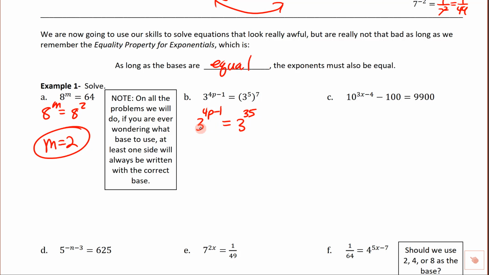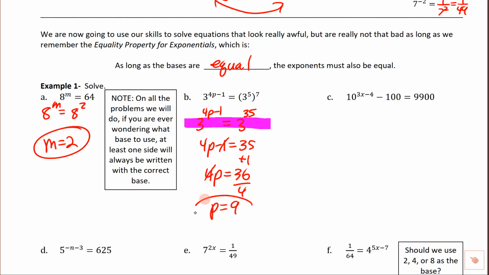This is the nice thing. If the bases are the same, we can kind of completely ignore those. It's almost like we just get to cross those off, and we just get to say this: 4p minus 1 is equal to 35. And then we've got a regular old equation. Our heart rate should be back down near normal now. So let's add 1 to each one of these. So this is 4p equals 36. We're going to divide both sides by 4, and we get p equals 9. So after that big ugly mess that we had up here, we just get p equals 9, and we're done.